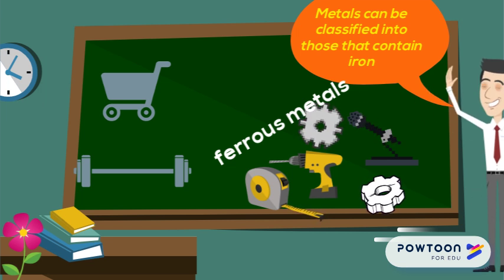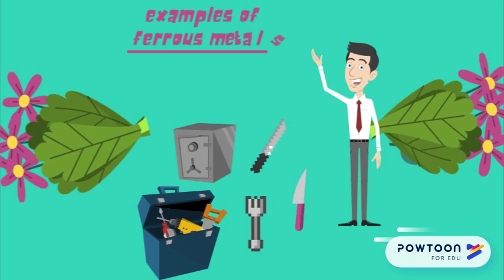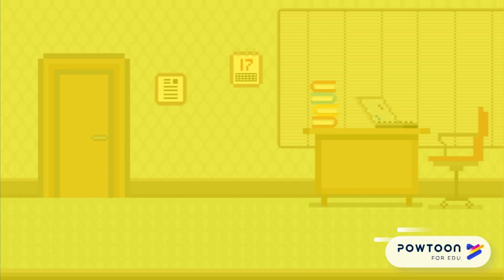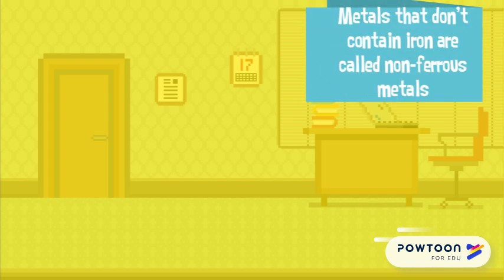Examples of these metals include carbon steel, alloy steel, tool steel, mild steel, and wrought steel. Metals that don't contain iron are called non-ferrous metals because they don't contain any iron and they are non-magnetic. Non-ferrous metals have several useful properties.